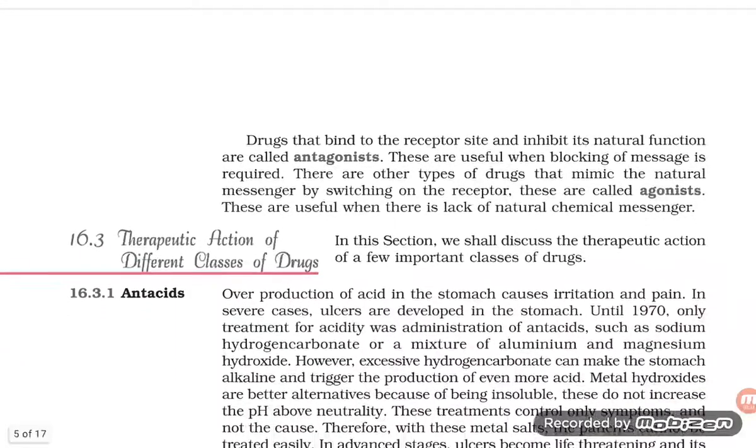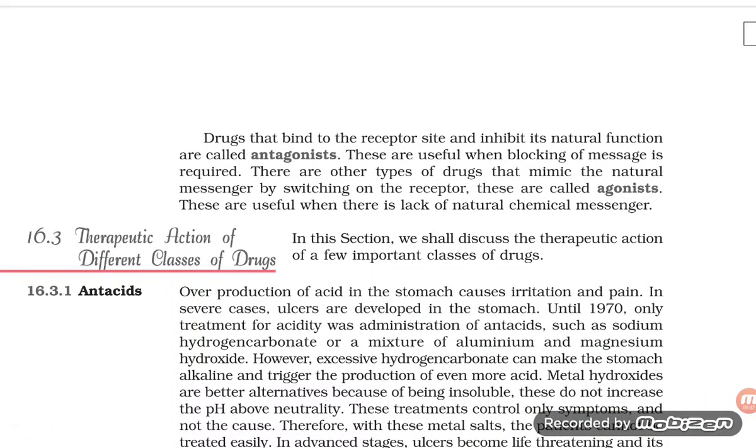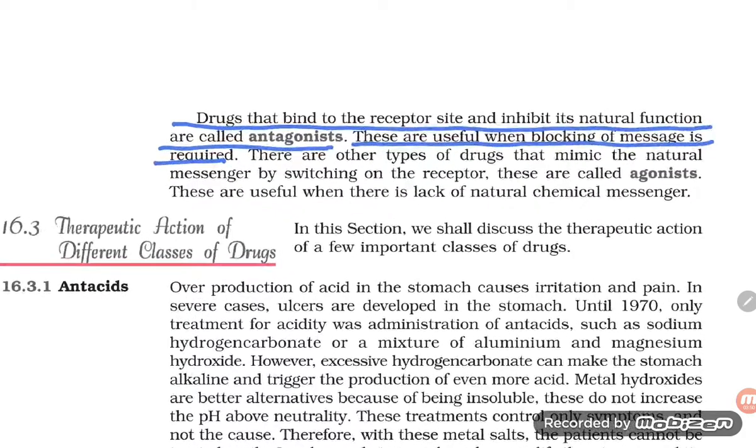Let us have a look over this, student. Drugs that bind to the receptor site and inhibit its natural function are called antagonists. These are useful when blocking of the message is required.